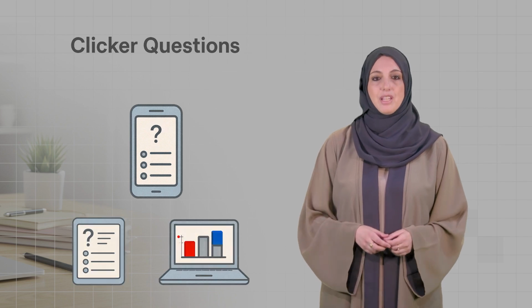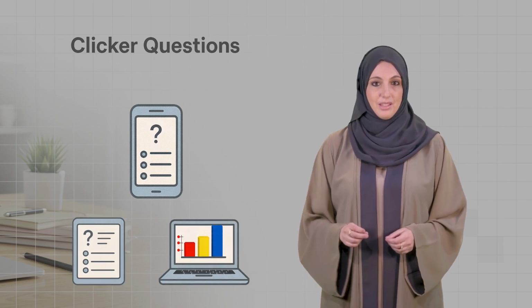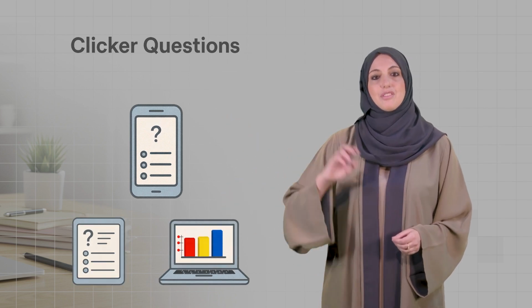Clicker questions, which are also known as audience response systems, are a popular and effective active learning strategy used to check understanding in real time and keep students engaged during lectures. Instructors pose a multiple choice or concept-based question, and students respond using clicker devices or apps on their phones, laptops, or tablets. Within seconds, you see the distribution of responses on a screen.